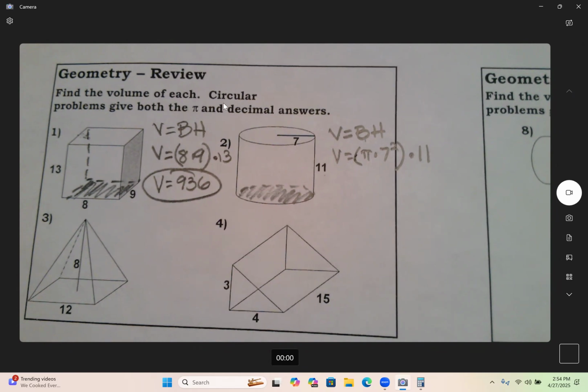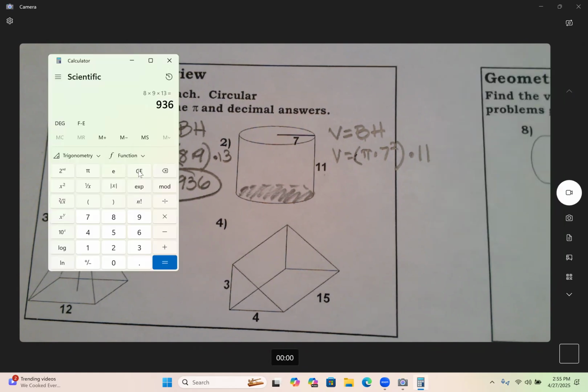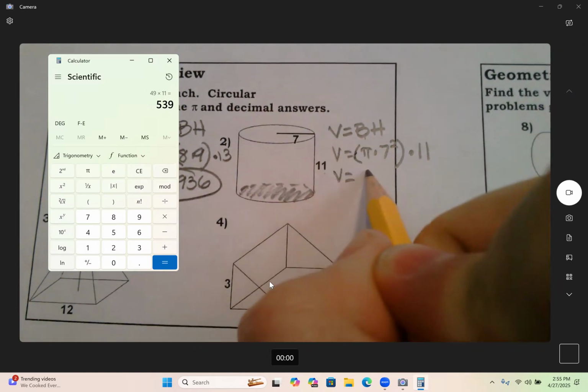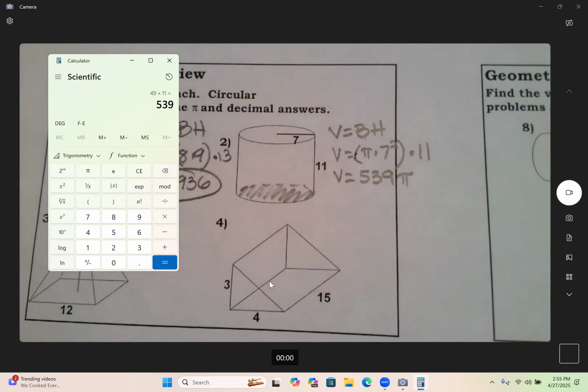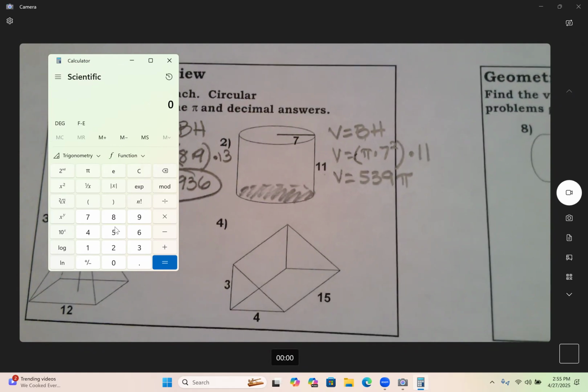So it did say in the directions that we are going to give answers in both forms of pi and decimal. So we're going to start with our pi answer. So using our calculator, 7 squared is 49. So 49 times 11 is 539. So our answer in terms of pi would be 539 pi. Now, as a decimal, we need to figure out what 539 times pi is as a decimal. So 539 times, there's a pi key on your calculator, and then you push equals.